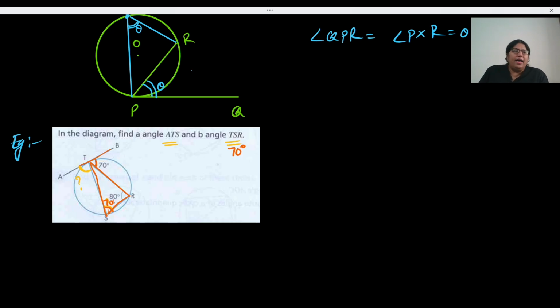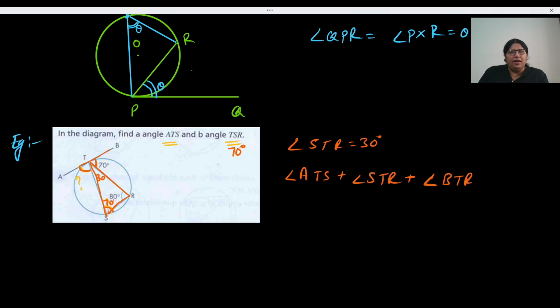And once you have this angle, 70 plus 80 degree is 150. So using the angle sum property, your angle STR will be 30 degree. And to find this exterior angle, I can take angles on a straight line, which sum up to 180 degree. So angle ATS plus angle STR plus angle BTR, all together it is 180 degree. You already have the 70 degree, this is 30 degrees, so together it is 100, and this angle will be 80 degree. So your angle ATS is 80 degree using angles on a straight line.